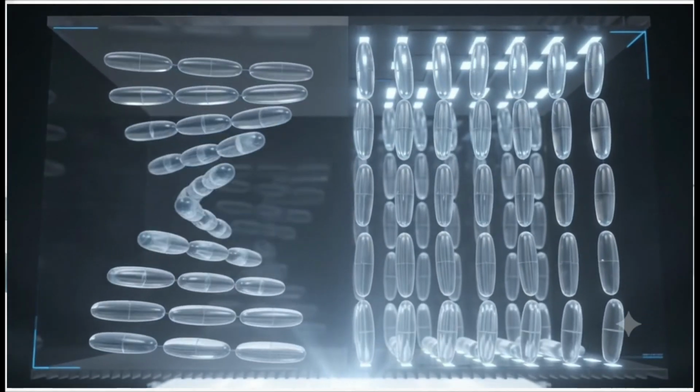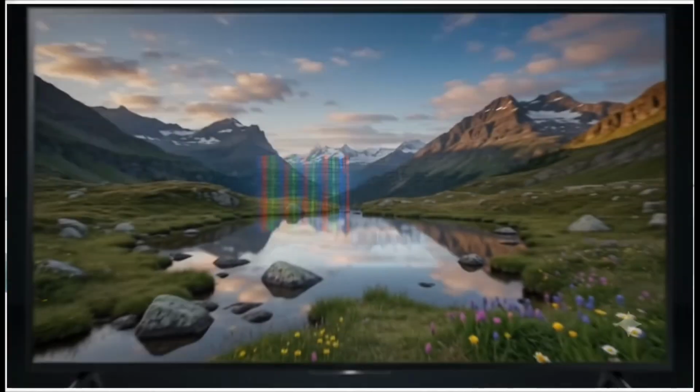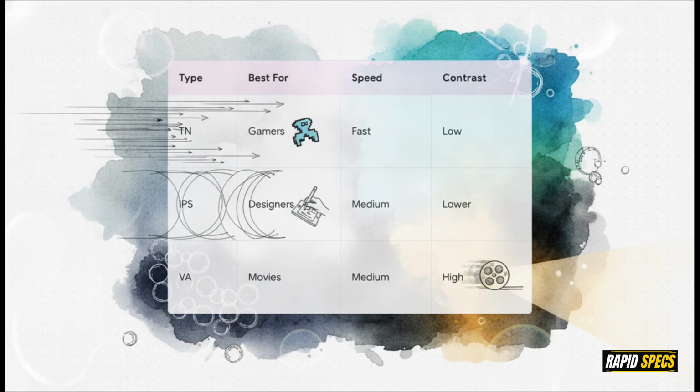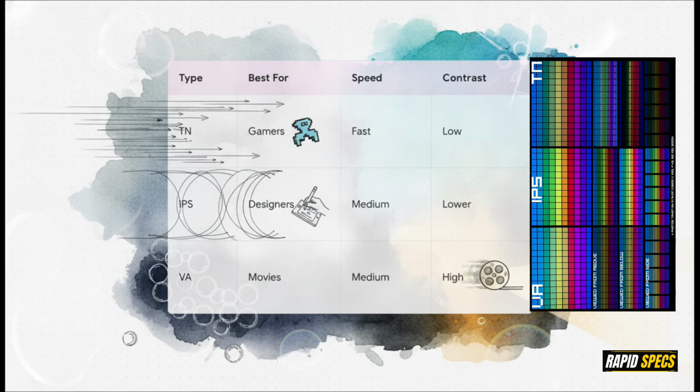But they have a fatal flaw. Those liquid crystal window blinds, they can never completely block out the backlight. And boom, that is exactly why you get those murky gray horror movie scenes. Now, what's really interesting here is how manufacturers learned to tweak these microscopic window blinds for completely different audiences.